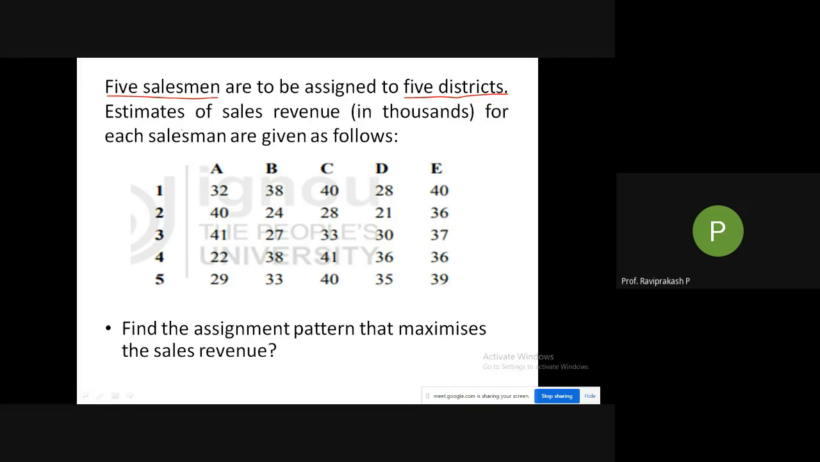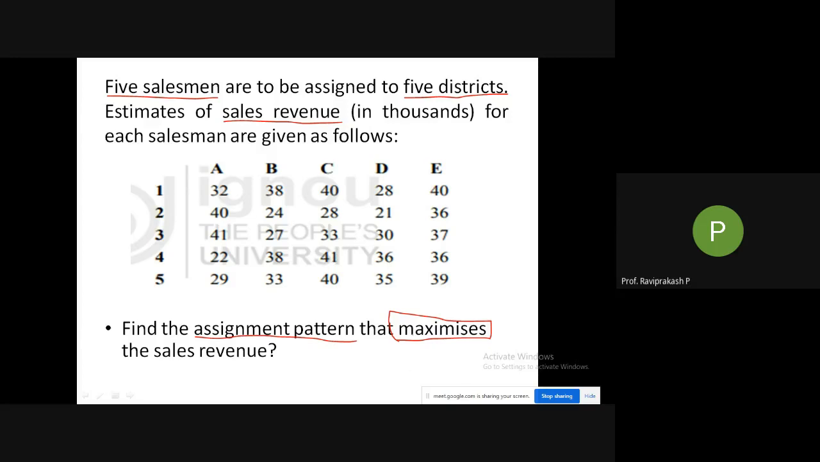Here, this is one. Second one here, sales revenue. Revenue, in the sense, is when you sell something, whatever values you are getting, that is your revenue. That means the amount they are giving you. So by this only you should understand this is a maximization problem. Then if you see here, find assignment pattern. They have already given assignment here. So this is an assignment problem. Then that maximizes. This is very important. So this is a maximization problem. So maximize the sales revenue, right?